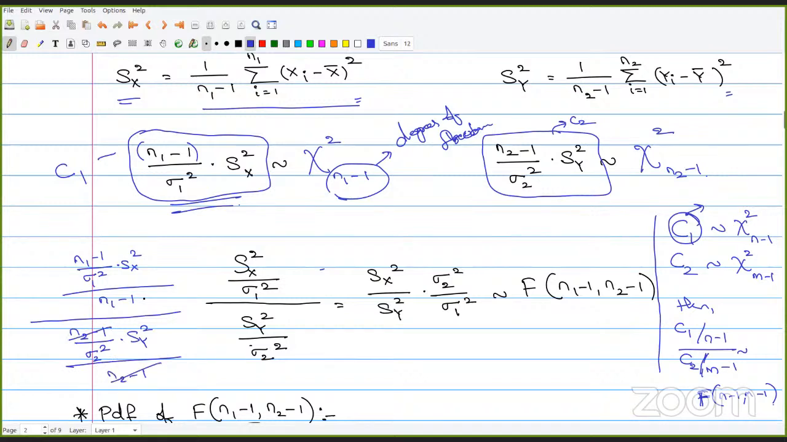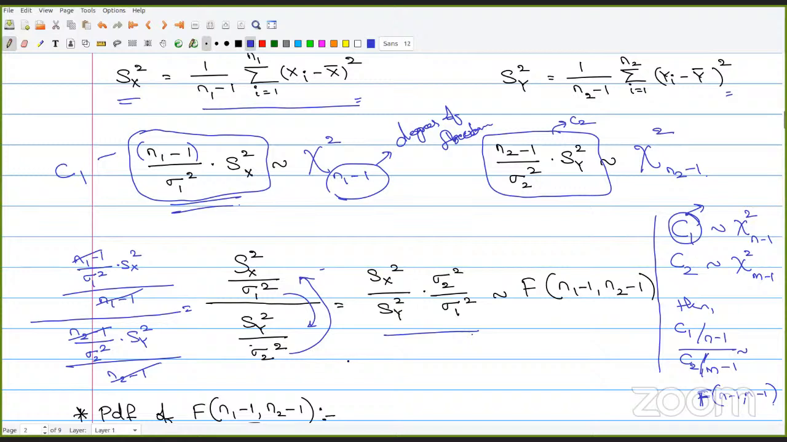So this will get cancelled and we will get sx square divided by sigma 1 square, whole divided by sy square divided by sigma 2 square. If you simplify this further, you will get sx square times sigma 2 square, so sigma 2 square goes into the numerator and sigma 1 square comes into the denominator. So this will follow F with n1 minus 1 comma n2 minus 1.